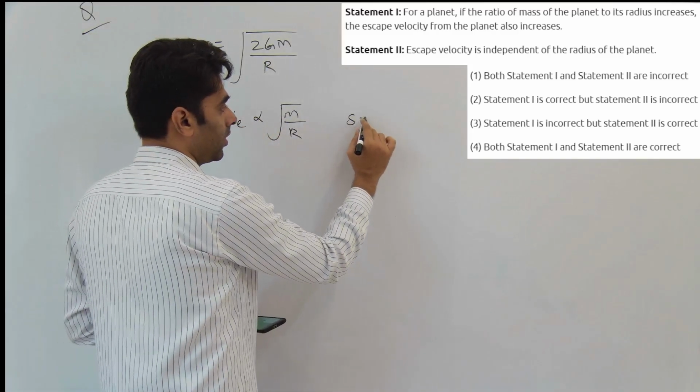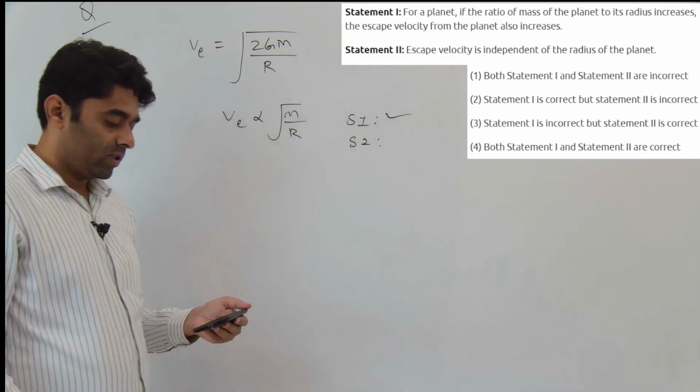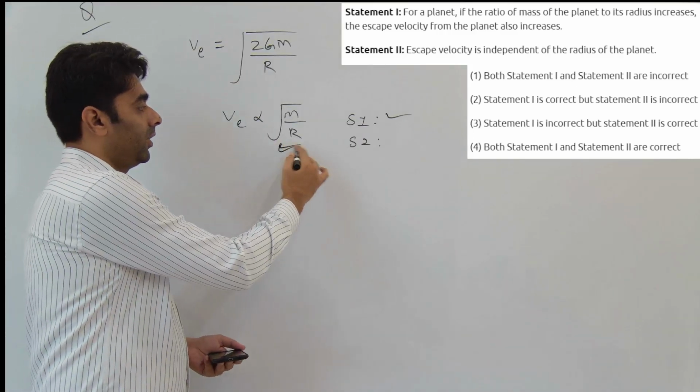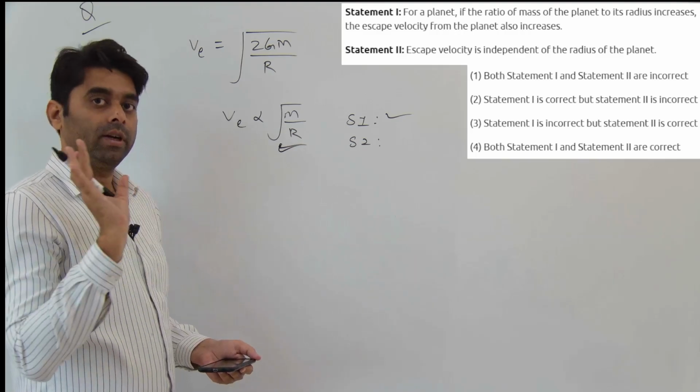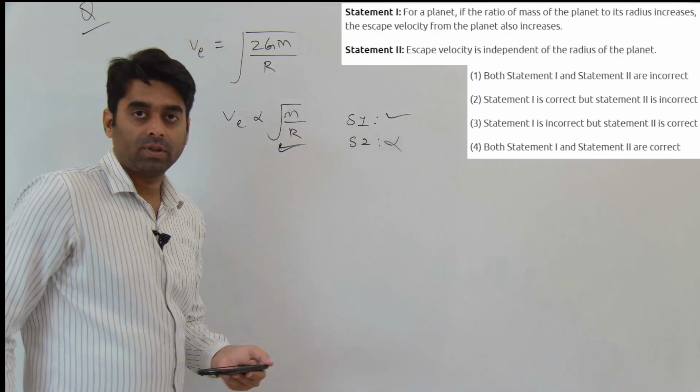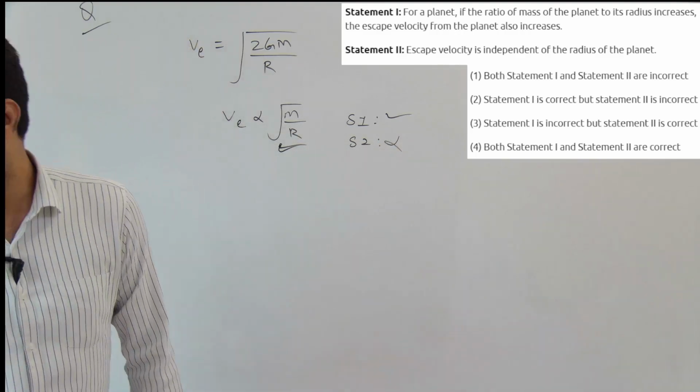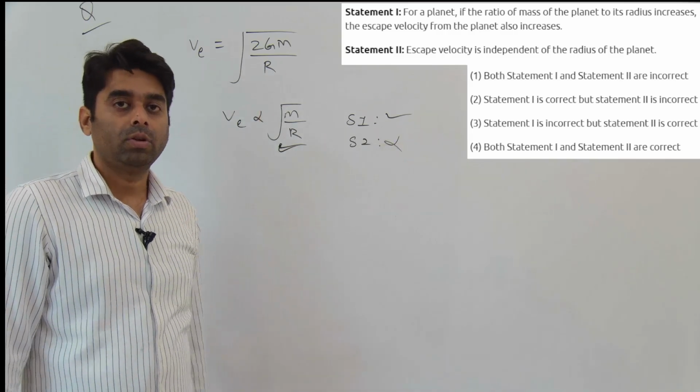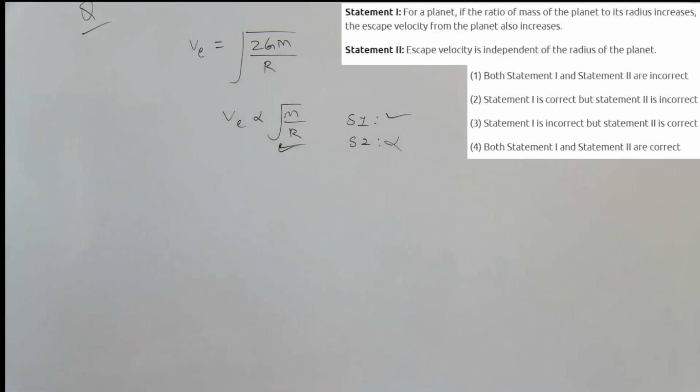Statement 1 is correct. Statement 2 says escape velocity is independent of radius of planet. It depends on the radius of planet. It is inversely proportional to root r, but it is dependent. So it's not independent. That means statement 2 is wrong. Which option will you get? Statement 1 is correct and statement 2 is incorrect. According to the options, it should be option number 2. Fine. Let's look at the next question.